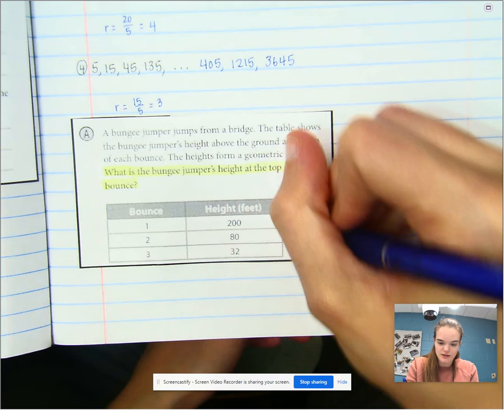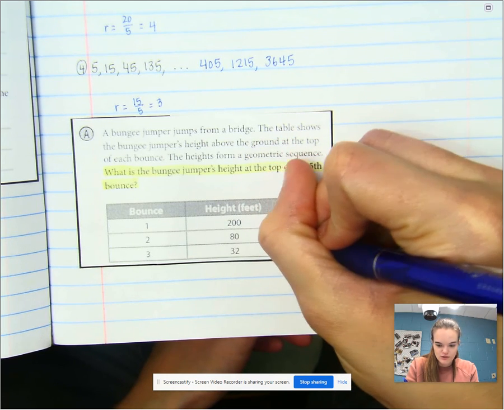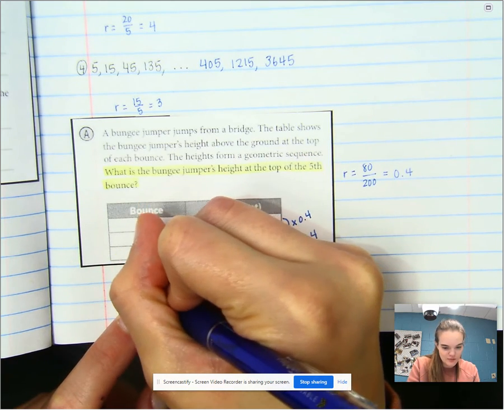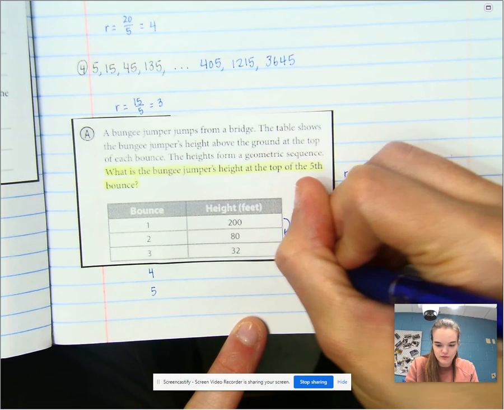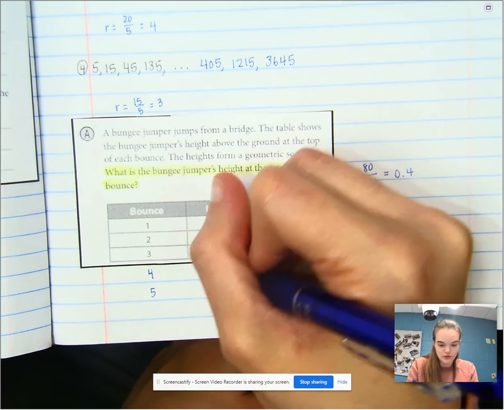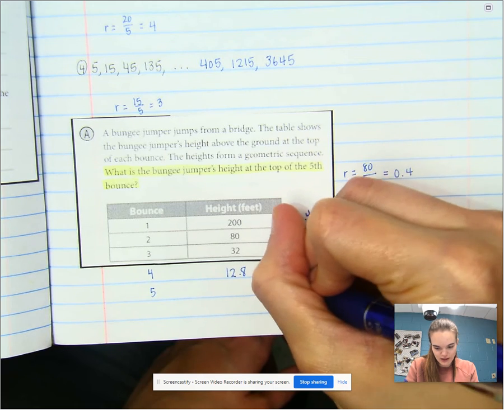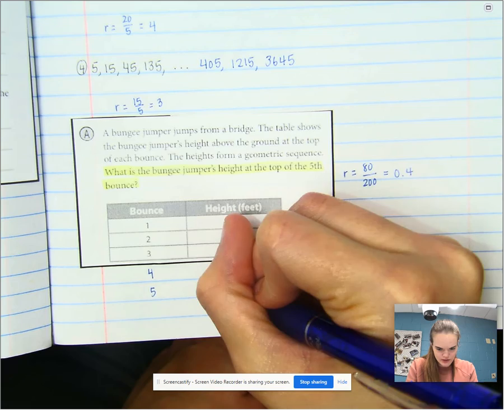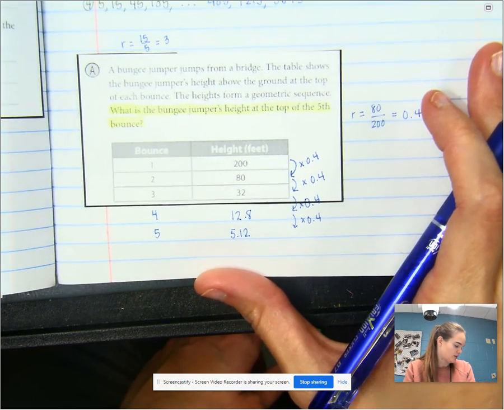Okay, so now we're going to multiply. From here to here, we multiply by 0.4, and again by 0.4. To find the 4th and then the 5th, because we're looking for the 5th bounce, we're going to multiply by 0.4. So 32 times 0.4 is 12.8. Multiply again, and I got 5.12. And last, we're going to answer it in the word problem.